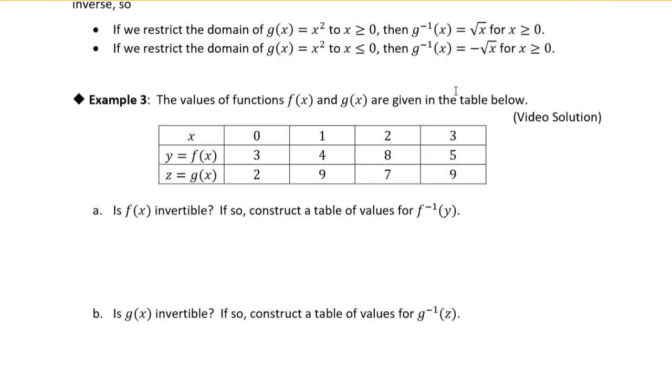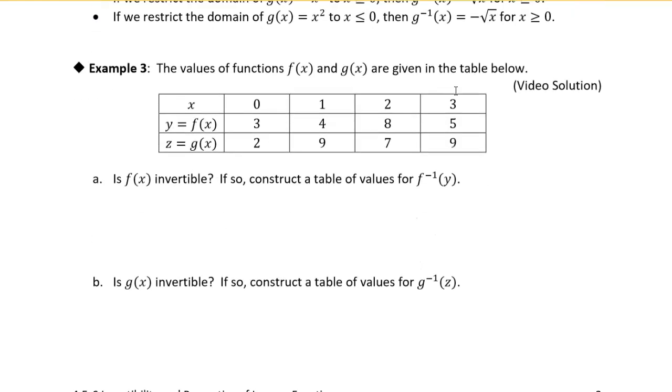But let's take a look at example 3. Here we have two functions, f and g. I've given the output a letter, y equals f of x and z equals g of x. Okay, so we have this table of values, and we are asked if f of x is invertible.